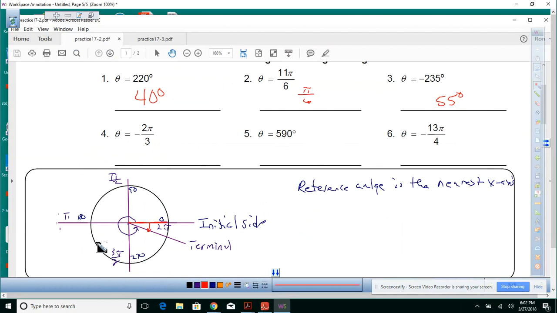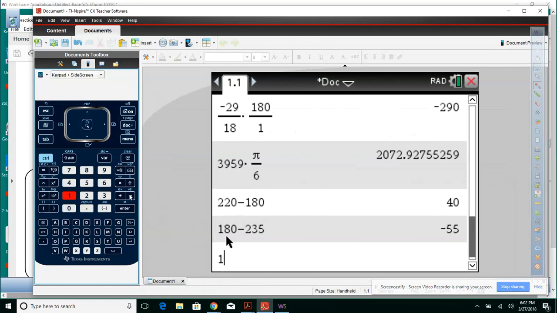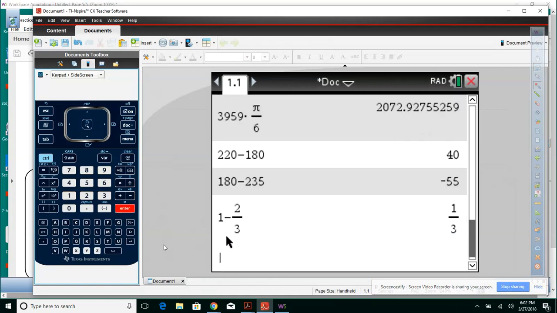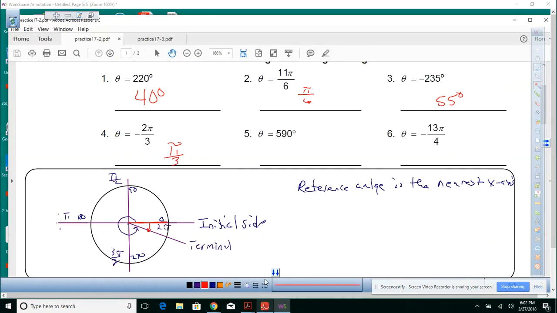So it would be in here, right? Okay, so we're going to have pi minus 2 pi over 3, and that's just going to give you pi over 3. And if you were doing it in your calculator, 1 pi minus 2 pi over 3 gives you 1/3, so pi over 3.